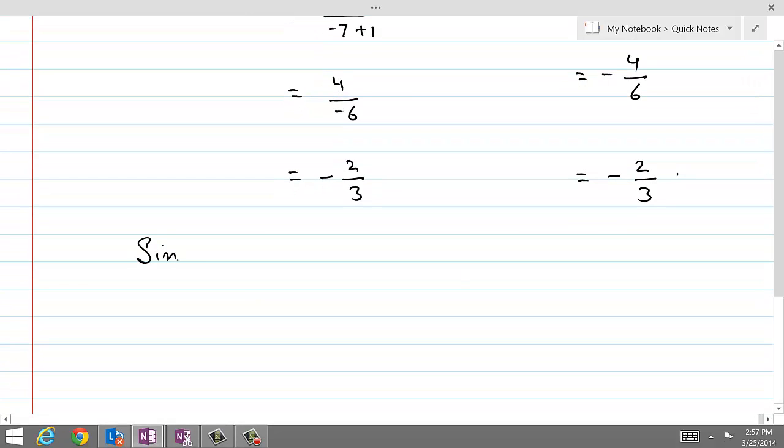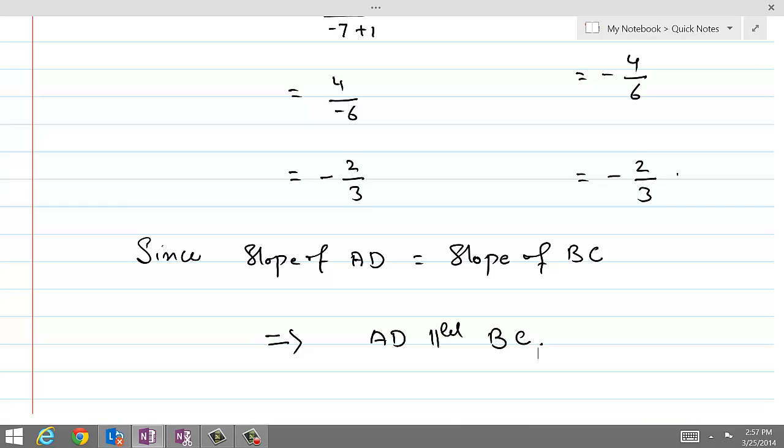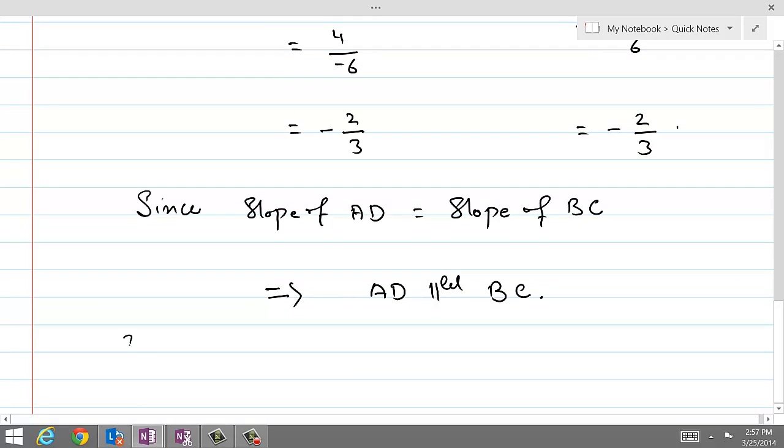Since the slope of AD is equal to the slope of BC, this means that AD is parallel to BC. So what happens when a polygon has opposite sides parallel? That is called a parallelogram. So we can say ABCD is a parallelogram.